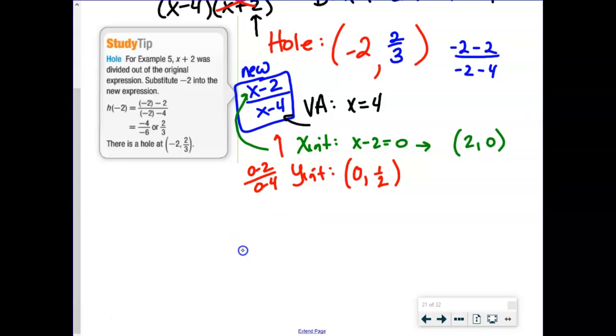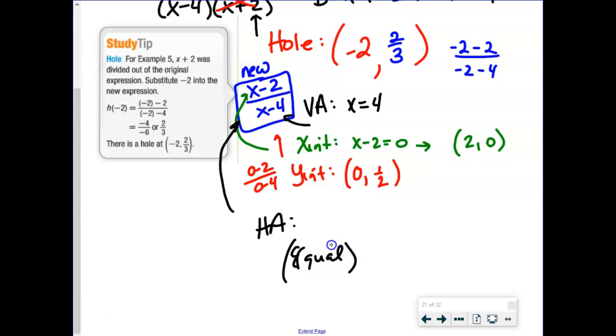Horizontal asymptote. Again, I'm just going to go back to this version. Is it top heavy? Is it bottom heavy? Or is it equal weight? It's equal weight. So if you have an equal weight rational function, that means your horizontal asymptote is at y equals the reduced version of the lead coefficients. So for us, that'd be y equals 1.